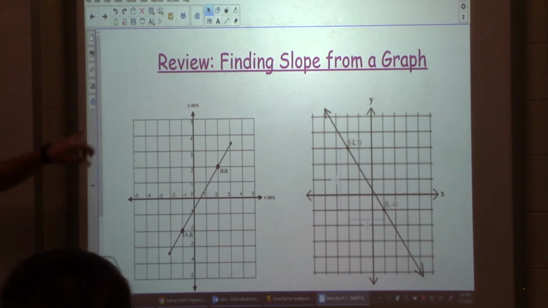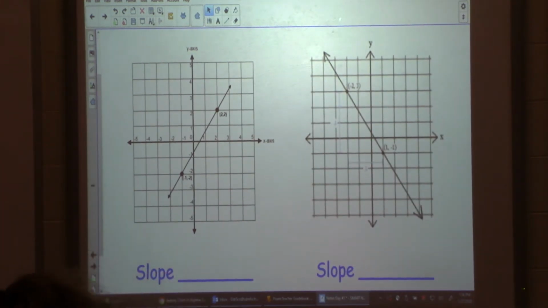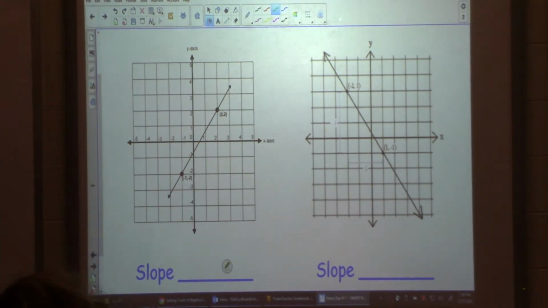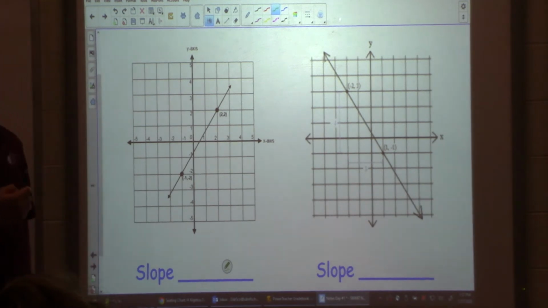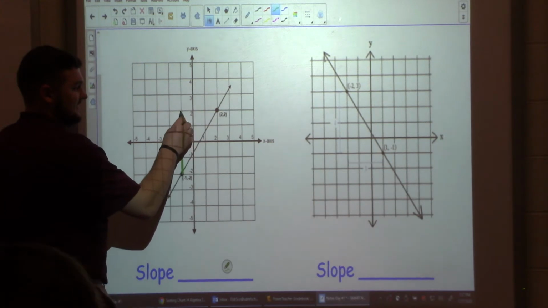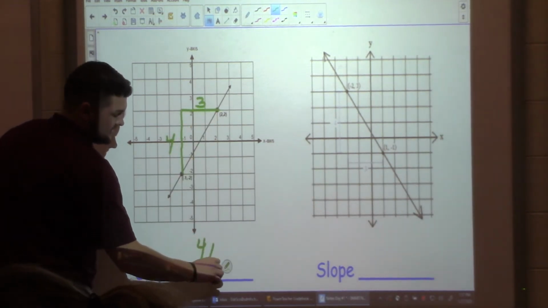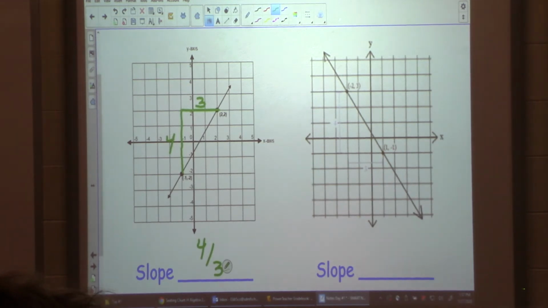Let's do it. Finding slope from a graph. You guys should be professionals at this already. How do I find slope from a graph? Rise over run. So what would that be right now? Wait, like the slope? That's what we're looking for. It'd be 4 over 3. Good. Up 4, to the right 3. So my slope is positive 4/3. Right? If I go down or to the left, that's going to be a negative value.